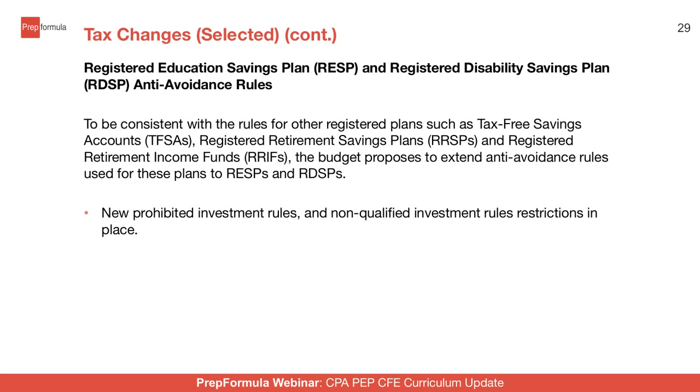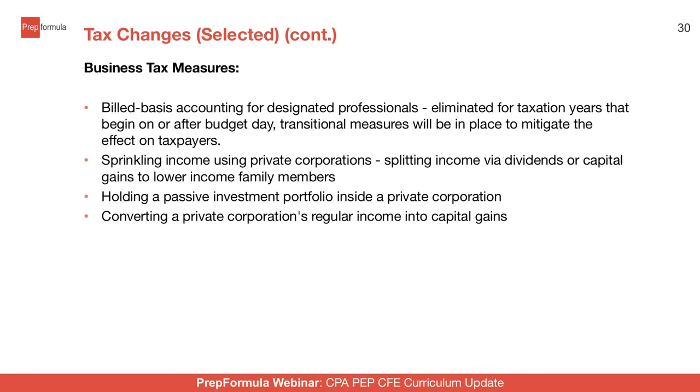Basically, there are new investment rules that you can't invest in anything that is related to you. So you can't invest in yourself with your child's RESP, which is already in place for RRSPs, but was sort of a loophole under RESPs, which is now closed. Business tax measures. So this is a big one. Billed basis accounting for designated professionals. This is eliminated for any taxation year that begins on or after budget day.